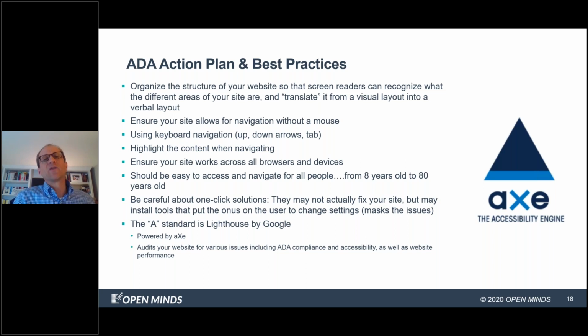Ensure that your site allows for navigation without a mouse. This is really using keyboard navigation, up, down arrows, and the tab button to make sure that you can navigate around with that. Highlight content when navigating. So this would be for people with vision problems, and could also be for people with hearing problems as they navigate through. You would want to highlight that content when they're navigating through. Ensure that your site works across all browsers and devices.